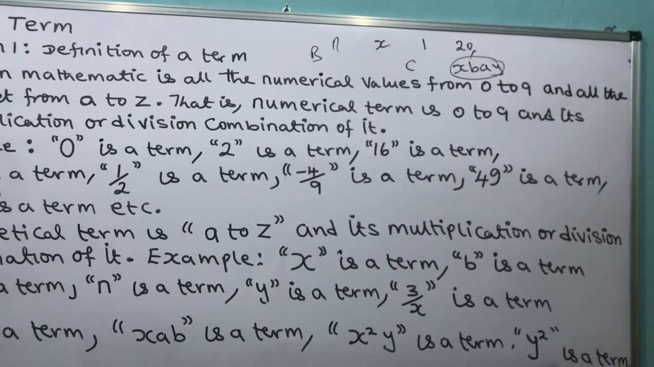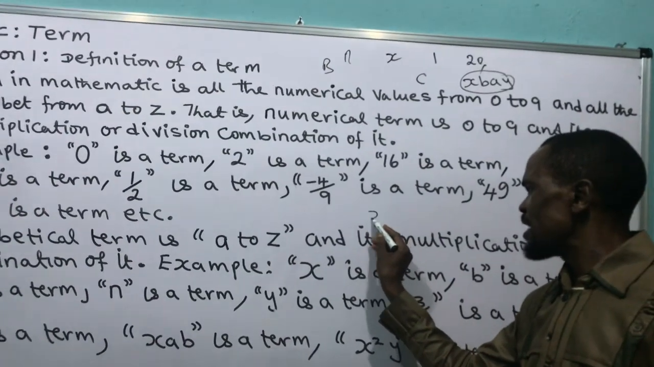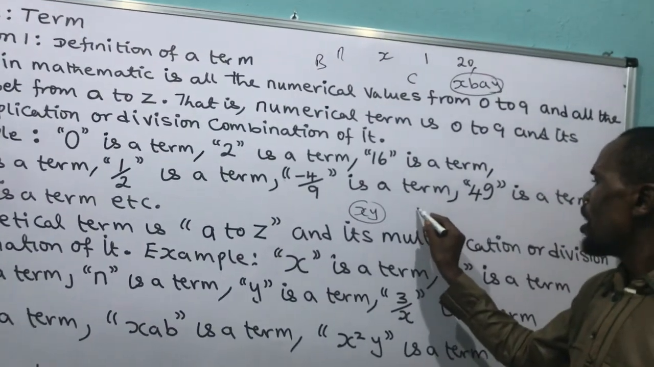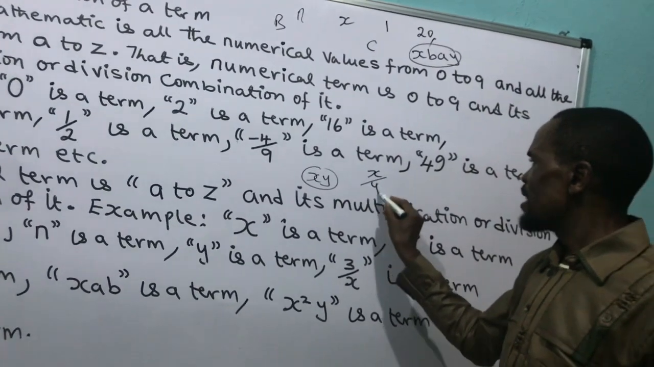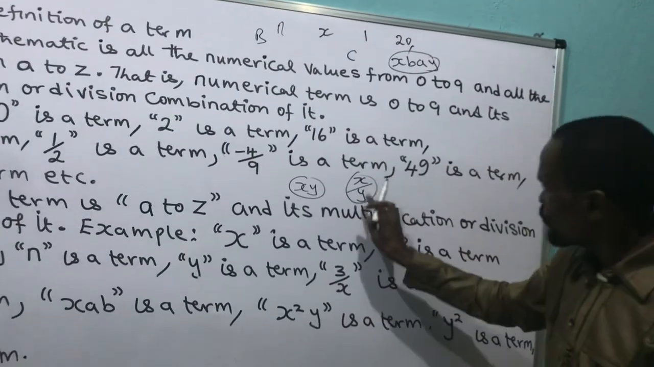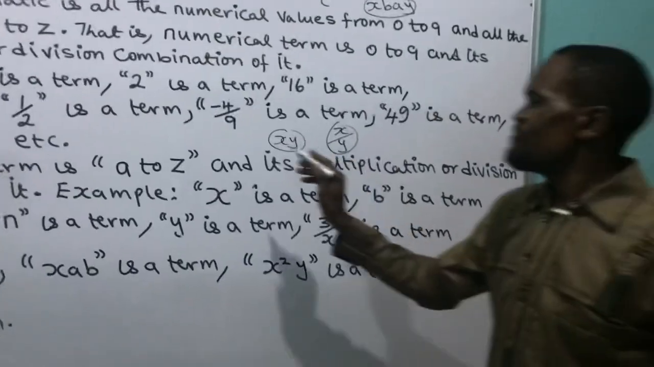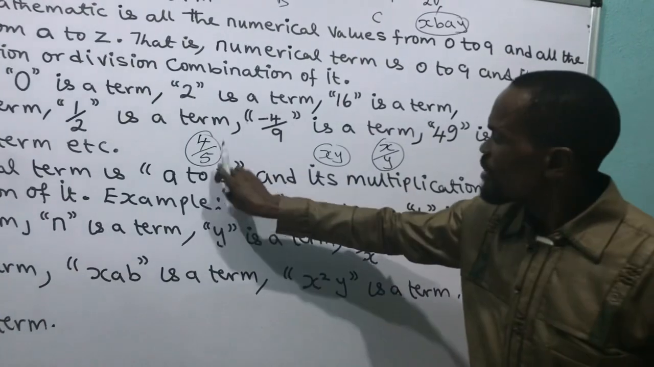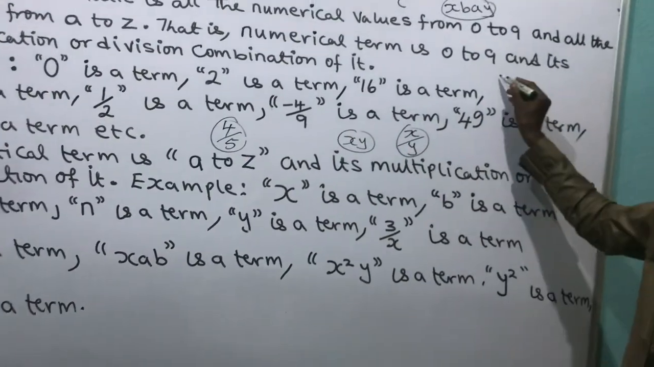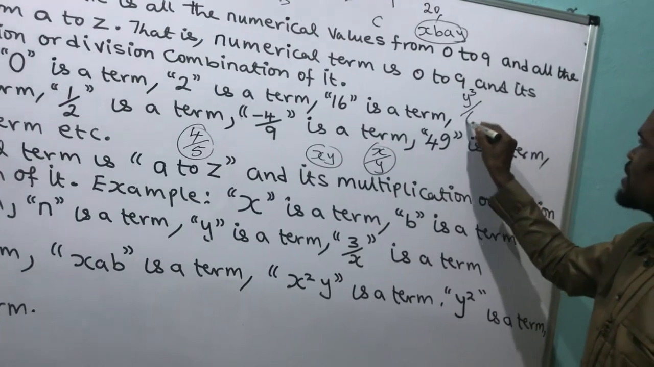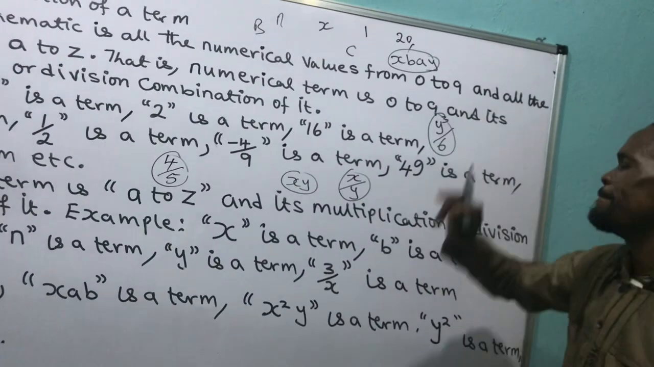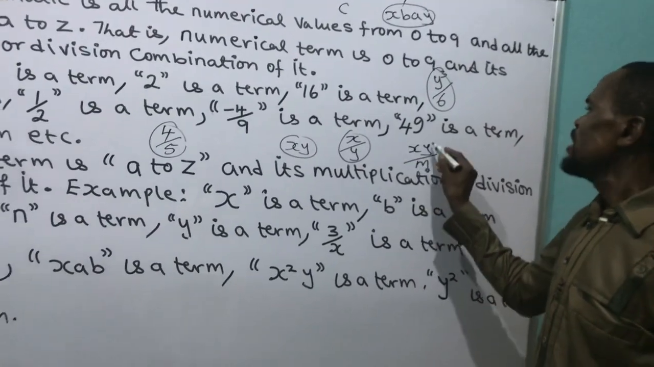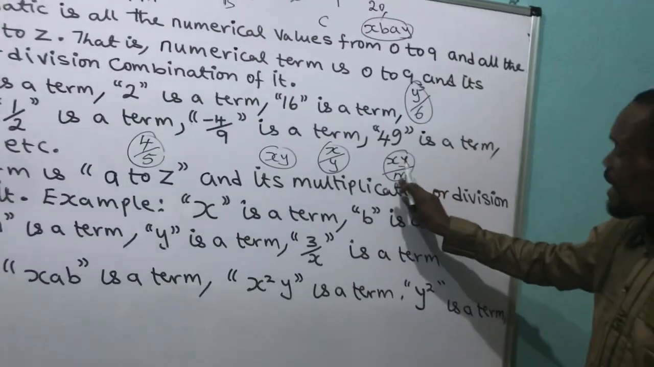Are you following me now? If I write maybe xy, this is one term. Go together. If I write maybe x over y, this is one term. x over y is a term. Then if I write 4 over 5, this is a term. If I write y raised to power 3 over 6, this together is a term. If I write xy over m, it is a term. This thing I have written, xy over m, is a term.